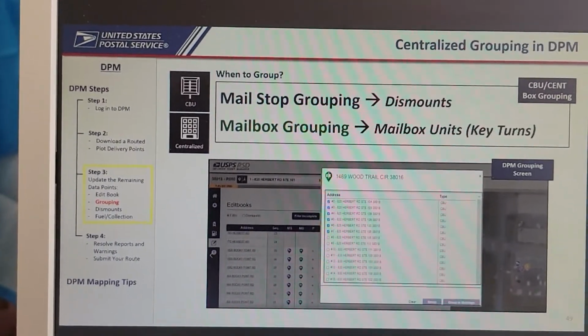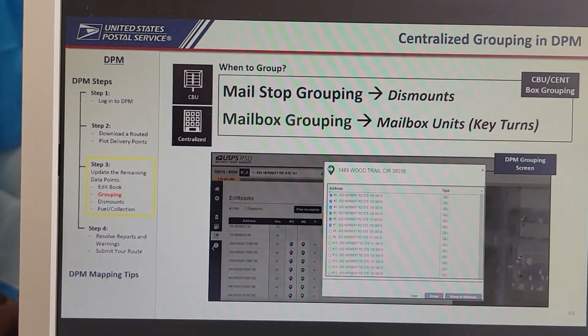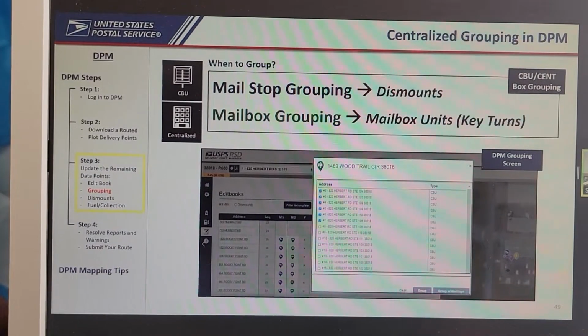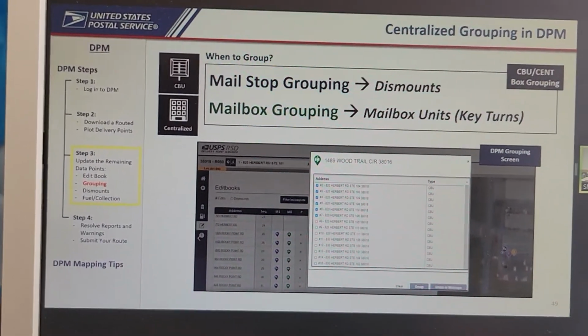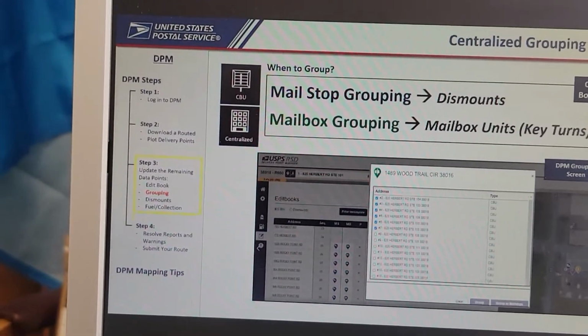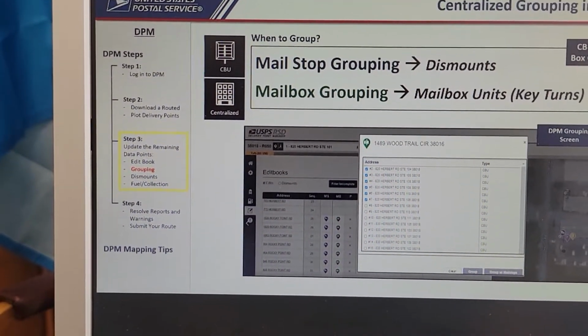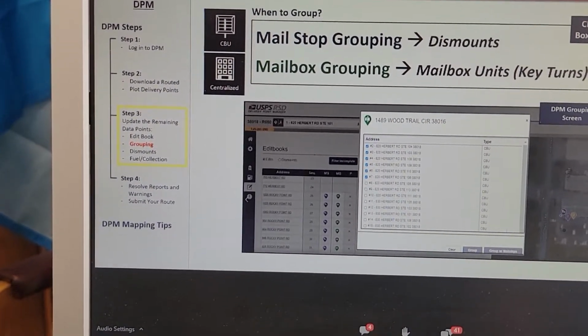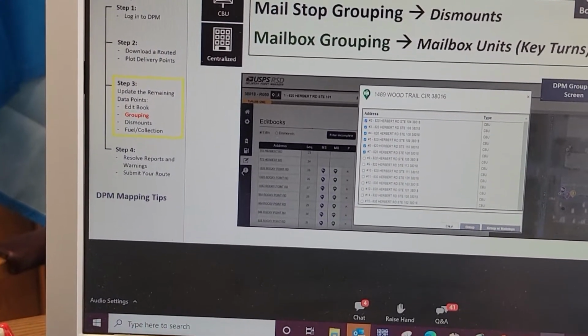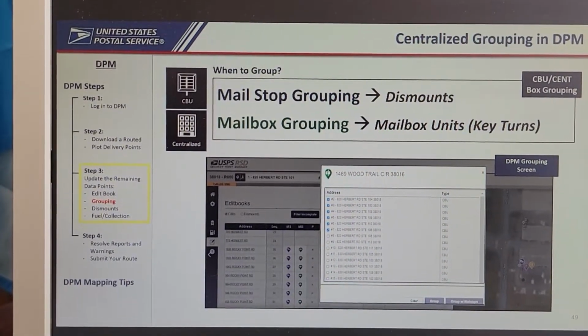They're auto-populated for you based on groupings. So when we talk about groupings and we talk about CBUs and central groupings, it is very important that we do them accurately so we get the accurate amount of dismounts and compensate the carrier accurately. But also something new here is key turns, mailbox units. Well, we've never tracked them, but in the REX world and DPM, we do. So it's very important they be accurate as well.